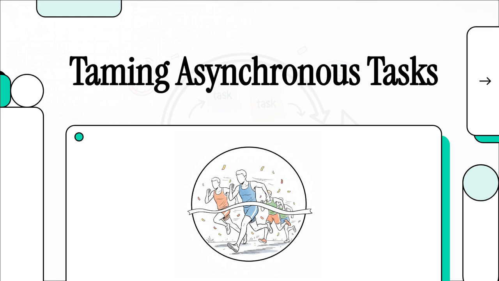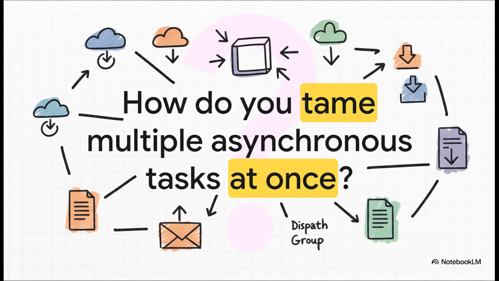Let's get into it. So let me just ask you straight up, what do you do when you need to kick off, say, 3 different network requests, but you can't show anything to the user until every single one of them is finished? It's a super common problem, and it can get messy fast.